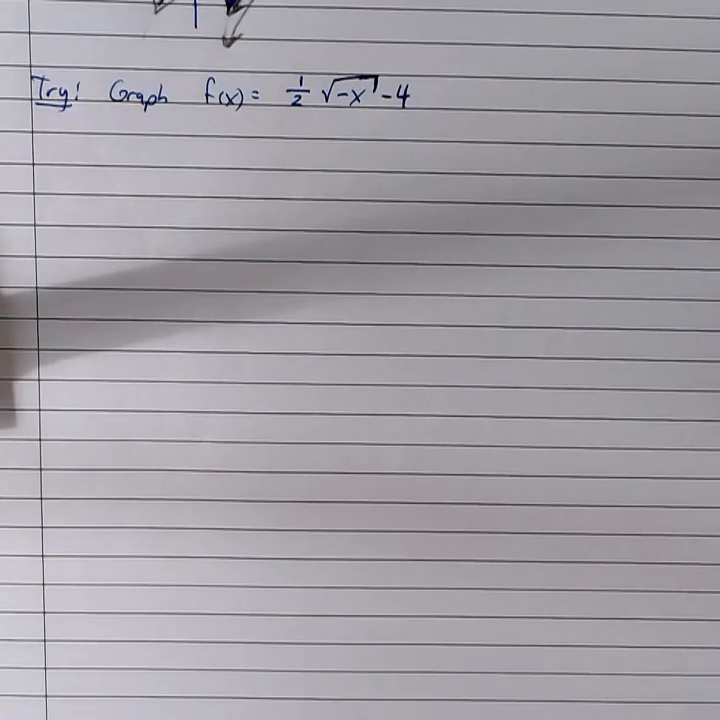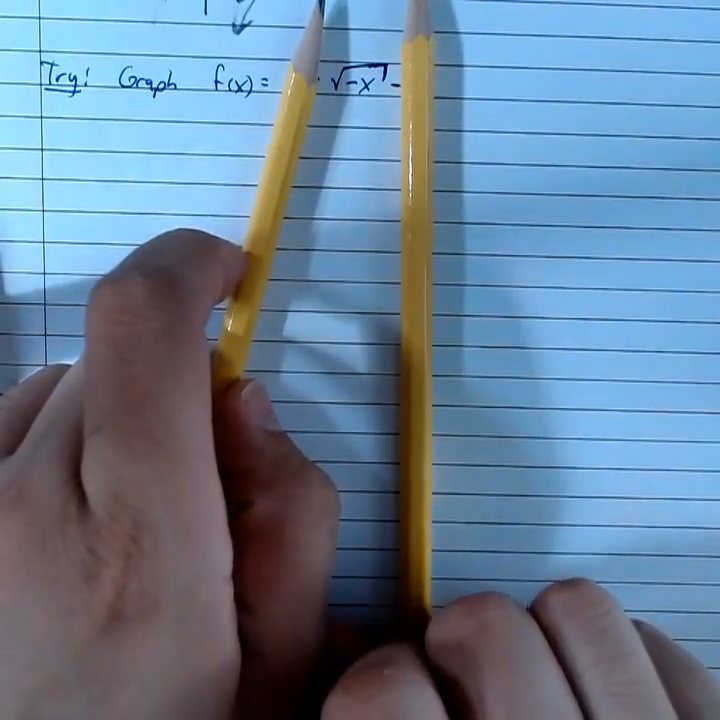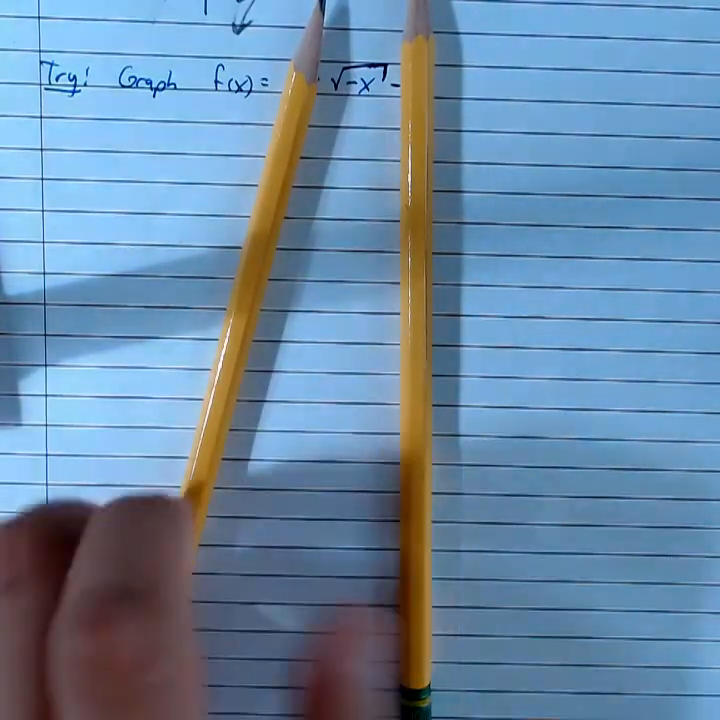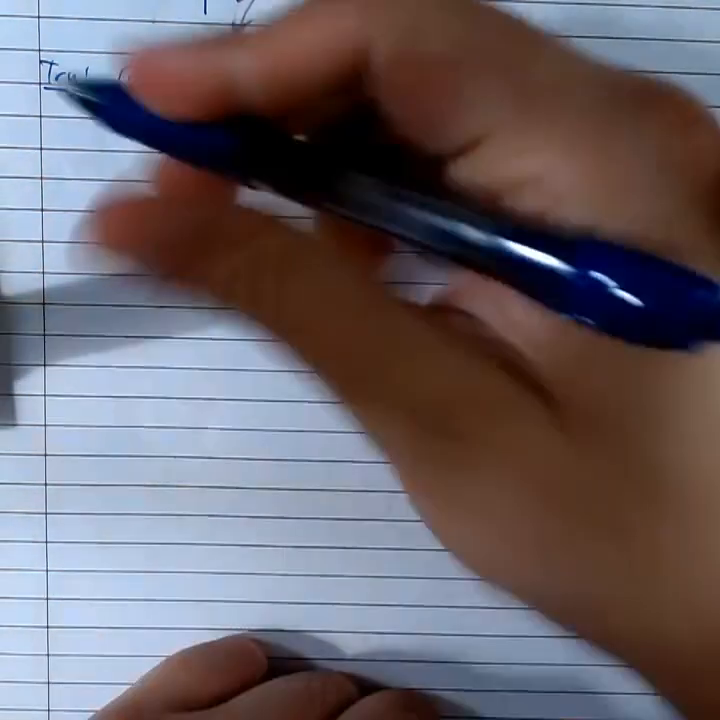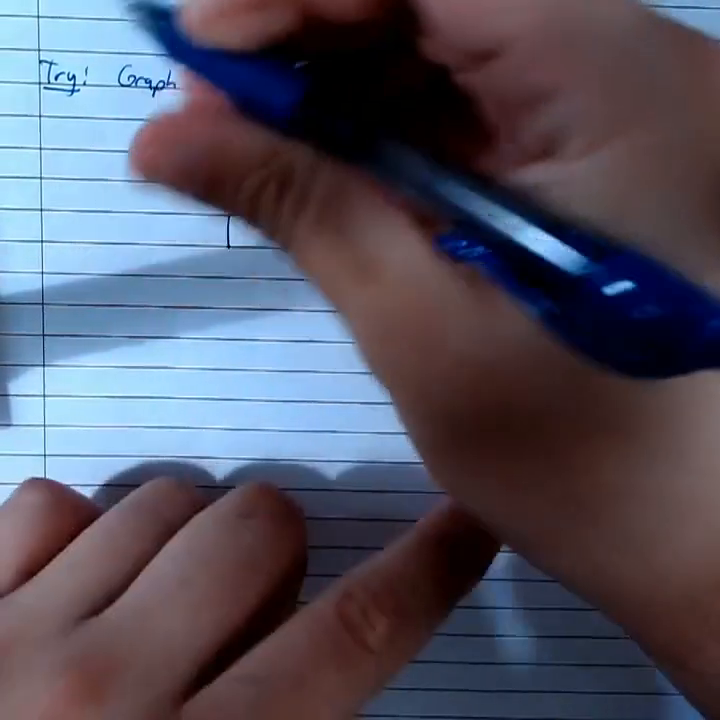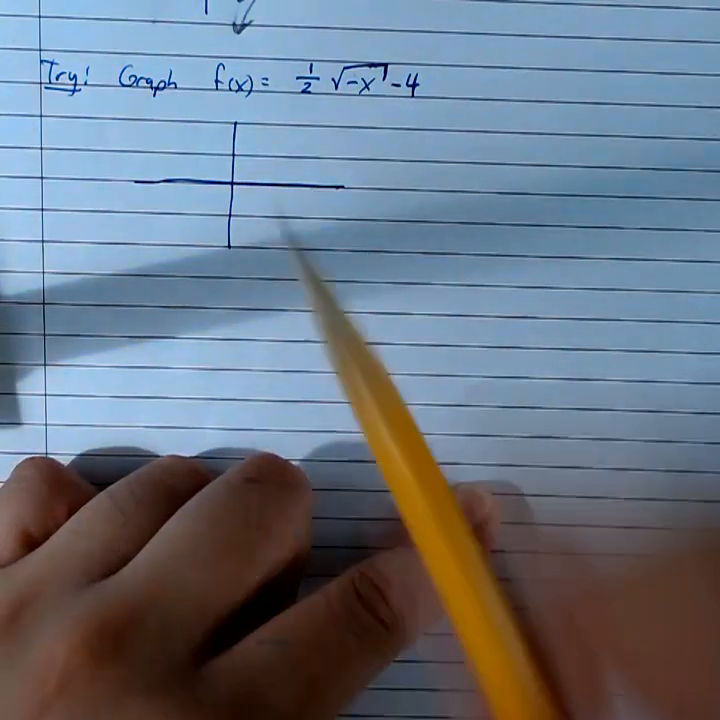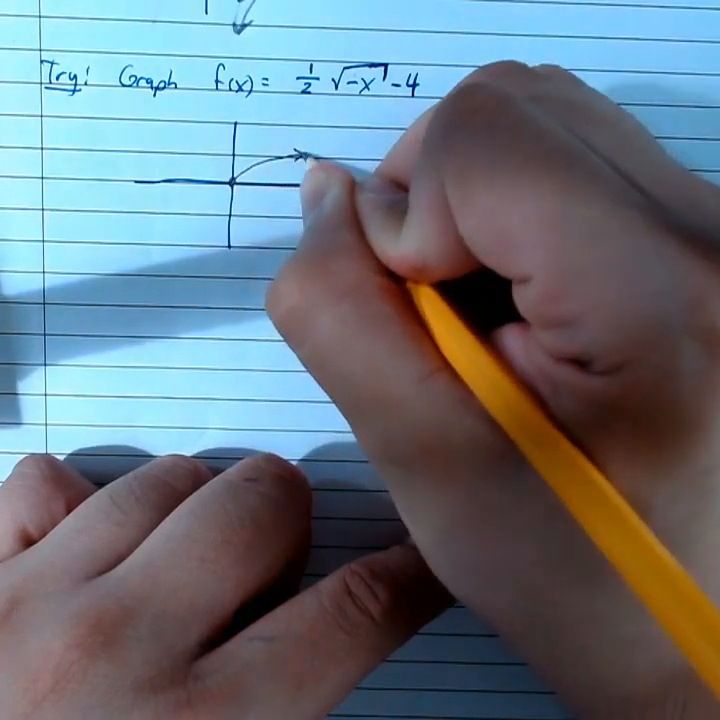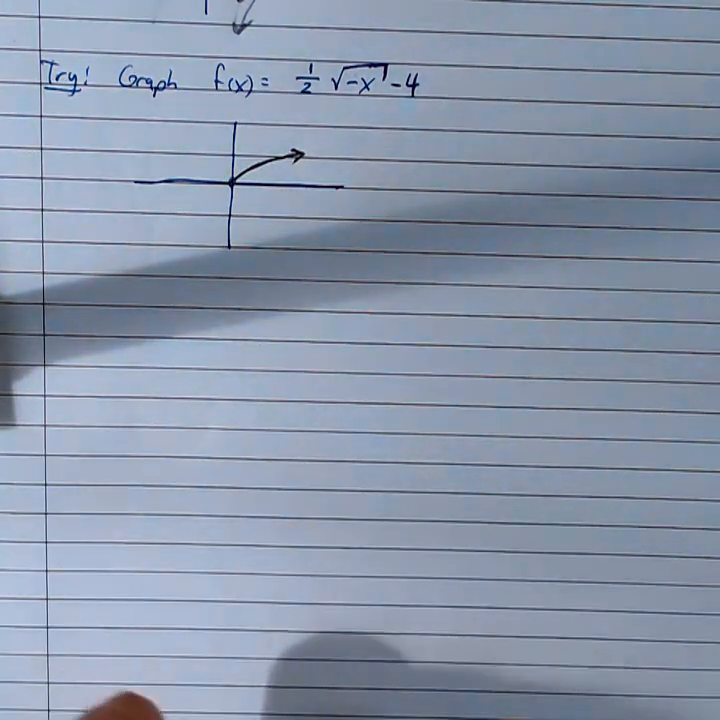All right. So here, if you ignore everything but the most basic function, if you ignore all the additions, subtractions, and multiplications, this is basically just the square root of x. So we're starting off with the parent function square root of x. And that's this graph here. Okay. Now we have three transformations.